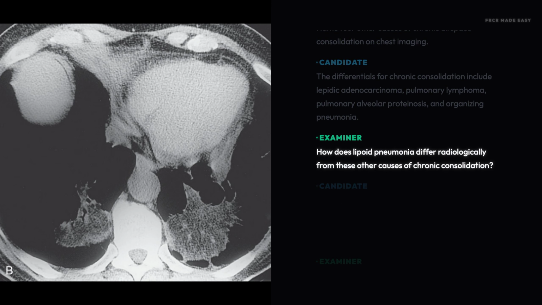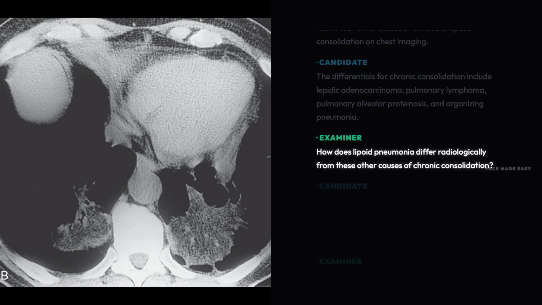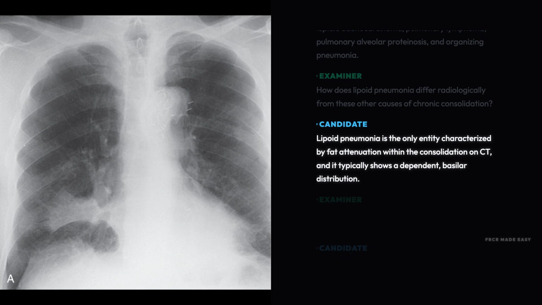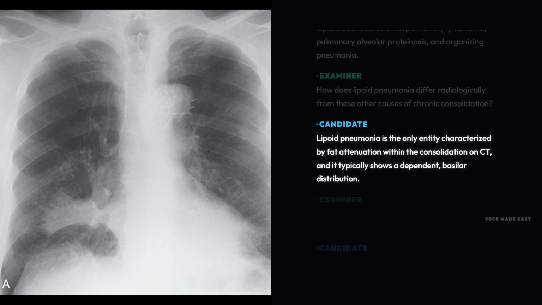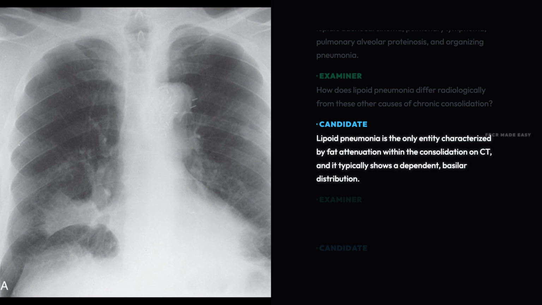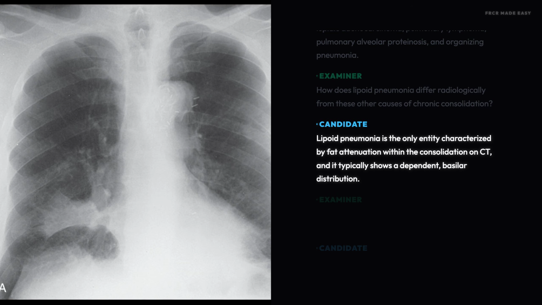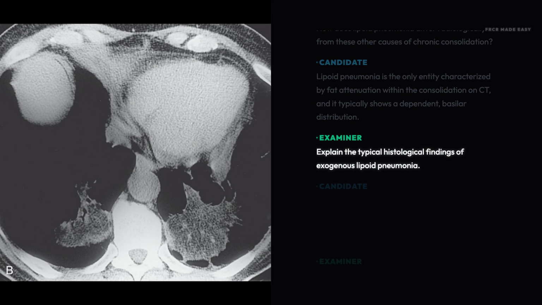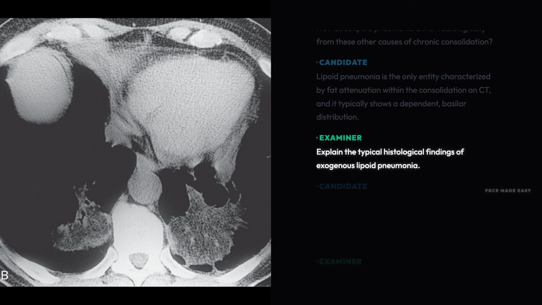How does lipoid pneumonia differ, radiologically, from these other causes of chronic consolidation? Lipoid pneumonia is the only entity characterized by fat attenuation within the consolidation on computed tomography, and it typically shows a dependent, basilar distribution. Explain the typical histological findings of exogenous lipoid pneumonia.